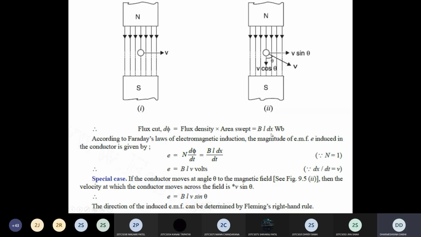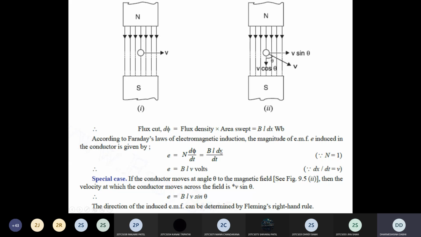Clear? Now, according to Faraday's laws of electromagnetic induction, the EMF equation is E equal to N d phi by dt. Here d phi is BL into dx, so we replace d phi by BL dx. And N is the number of turns. Here we take only one conductor, so N is equal to 1. So the equation of induced EMF becomes E is equal to BL dx by dt.